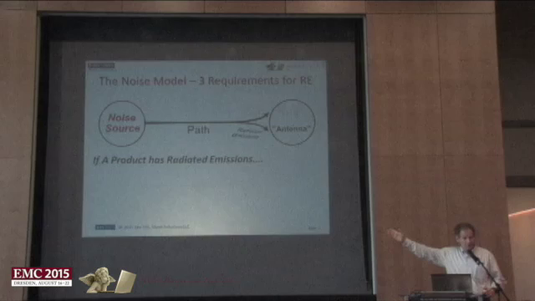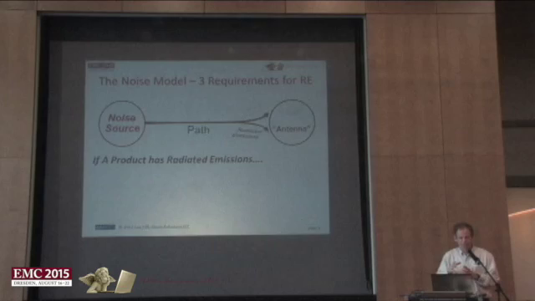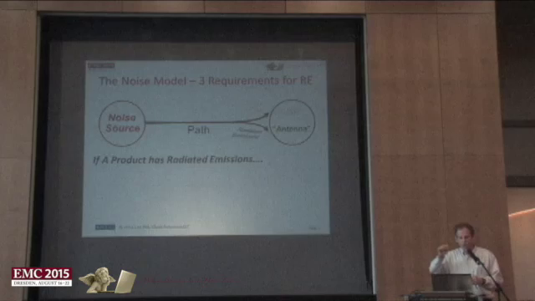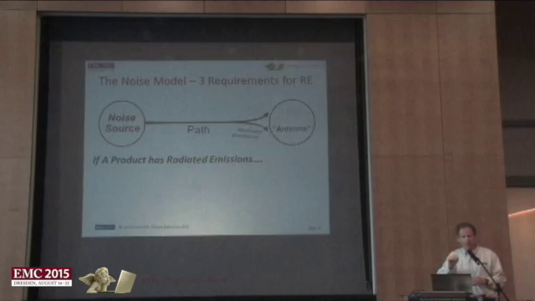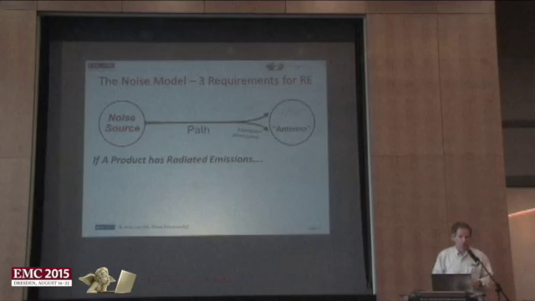The thing that stops our customers from understanding and solving radiated emissions problems is they're a little bit weak on understanding the path. They have different ideas about how the noise source shows up at the victim or at the antenna for radiated emissions. They have a little trouble describing that in words, and a little trouble with the math. So that's what I'm going to focus on. That's what I always focus on when I'm talking about radiated emissions.